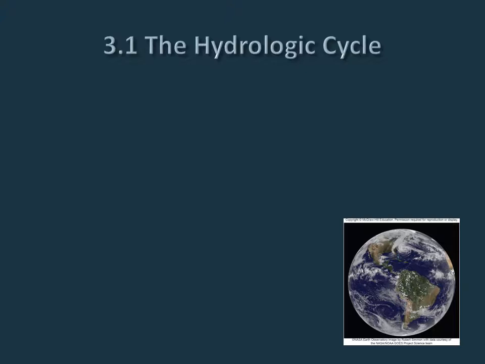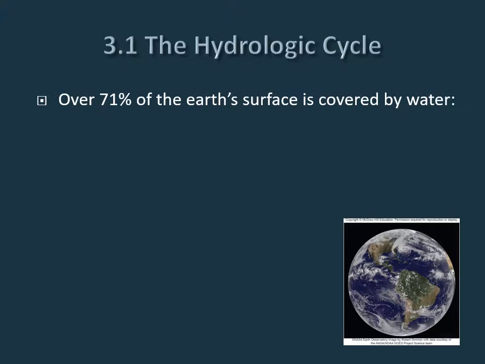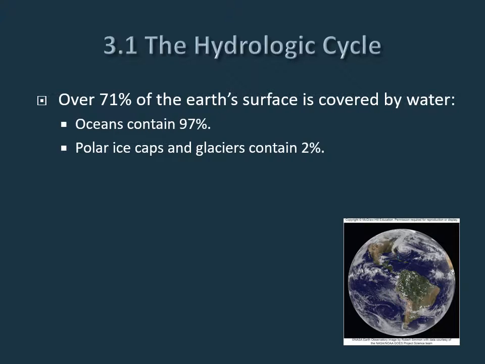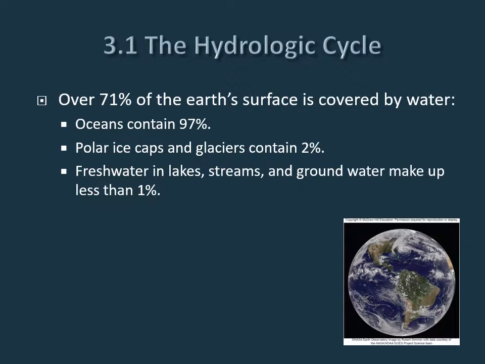Section 3.1 is on the hydrologic or water cycle. Over 71% of the Earth's surface is covered by water, and oceans contain 97% of that water. The polar ice caps and glaciers contain 2%, and the remaining 1% is in freshwater in lakes, streams, and groundwater.